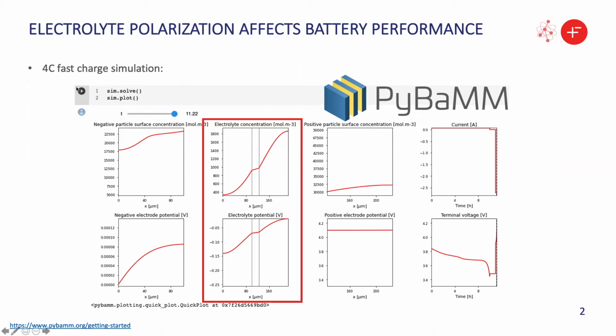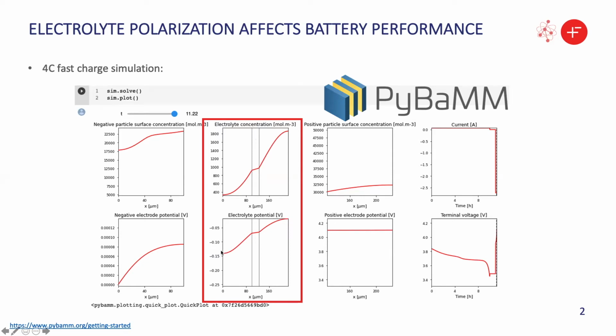Here we've used their code to very quickly and easily simulate a 4C extreme fast charge for a conventional lithium-ion cell. What you can see is a huge resulting concentration gradient that polarizes across the electrolyte phase. For a starting concentration of around 1 molar, that spans a concentration range from 0.4 all the way up to 1.8.